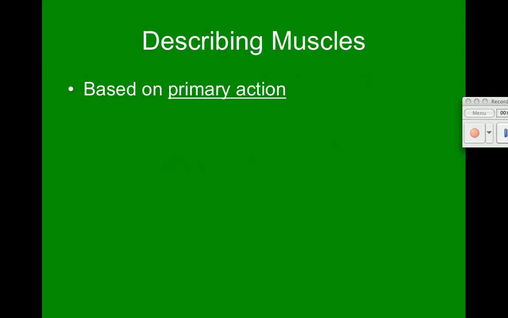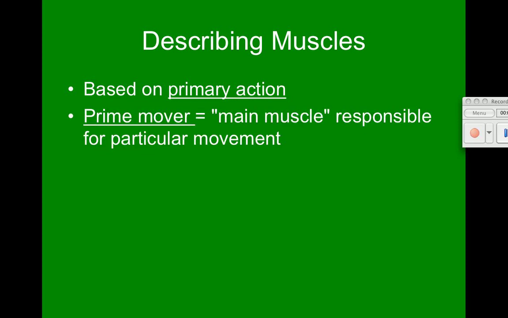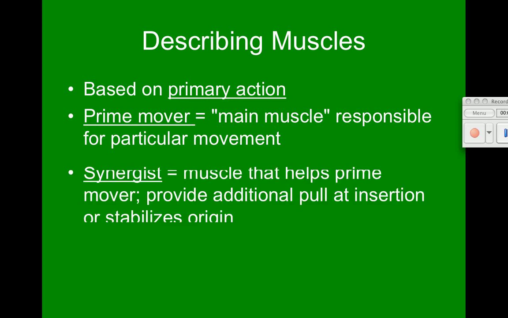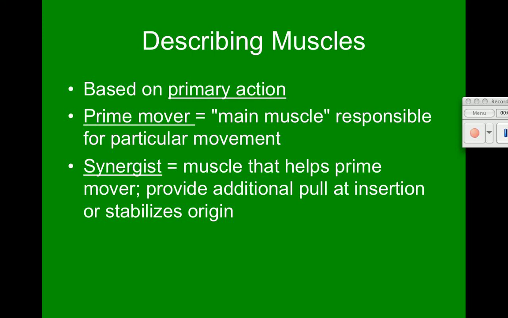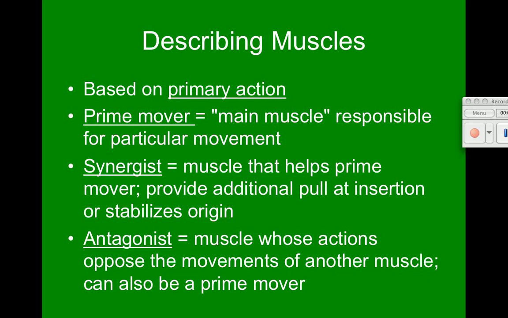Now, muscles are also described based on their primary action. So in other words, the basic movement that they do. A prime mover is basically the main muscle that's responsible for a particular movement, and I'll show you what we mean by this in an example. But prime movers don't often work by themselves. They often have these little helper muscles called synergists that provide additional pull or help to stabilize the origin. In addition, for every action there's an opposite reaction, and we have antagonists which do the opposite of the muscle. It can also be a prime mover, but it does the opposite action.